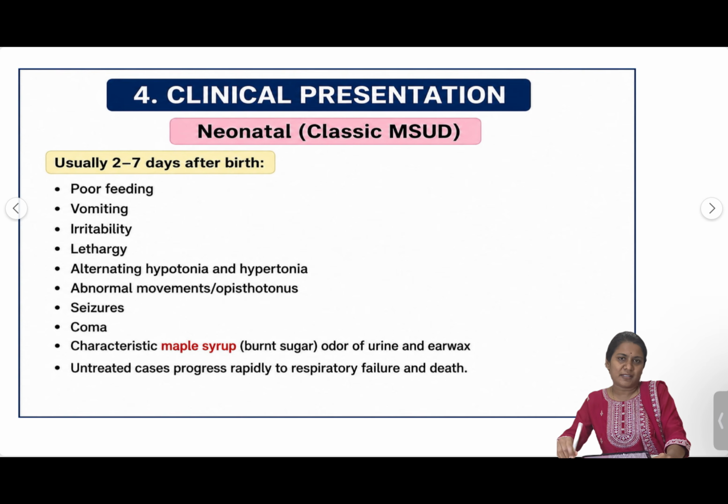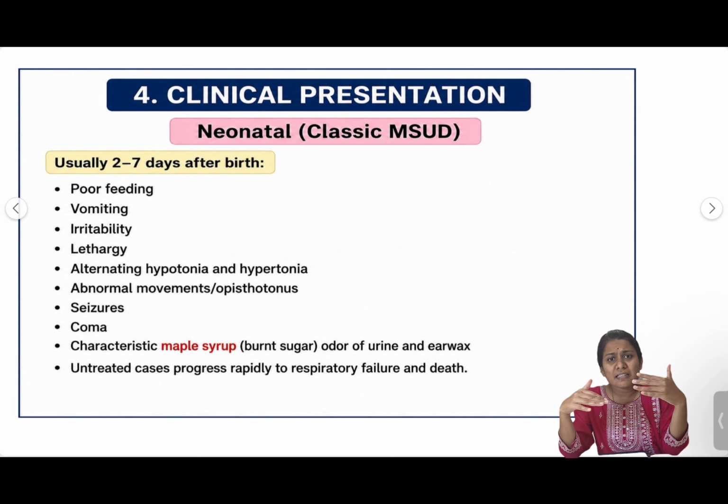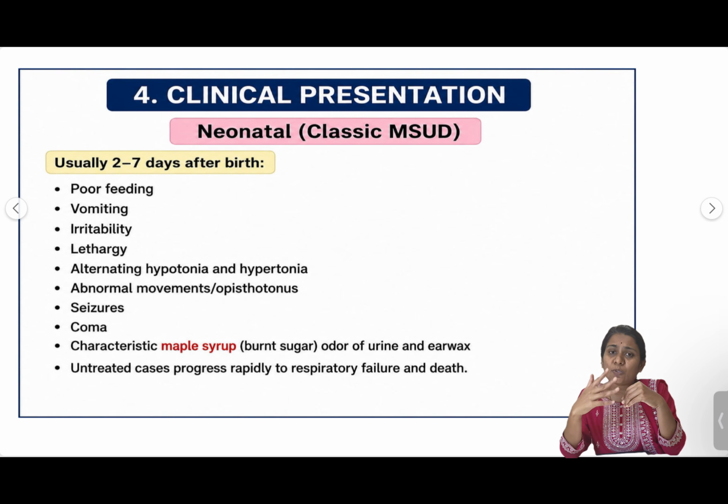What is the clinical presentation? I told, in the classical variety or severe variety, the enzyme levels are less than 2%. Because there is no enzyme activity, the severity and presentation will be early, and it is much more severe as compared to the other variants. So what is happening? This variety is going to present in the early neonatal period. Why neonatal period?